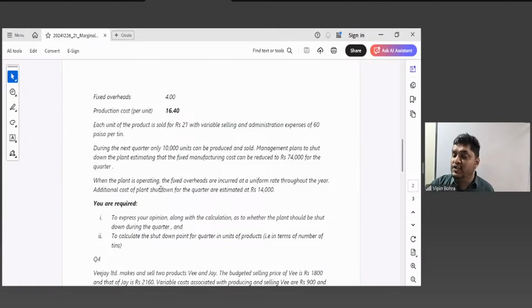I request you guys to post your answer along with that, whether there is profit or loss, and if there is any loss or profit, whatever it is, whether the plant should be shut down or not. If it is shut down, then what will be the loss? Waiting for your answers.